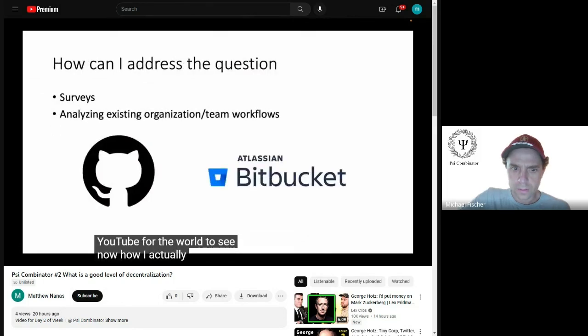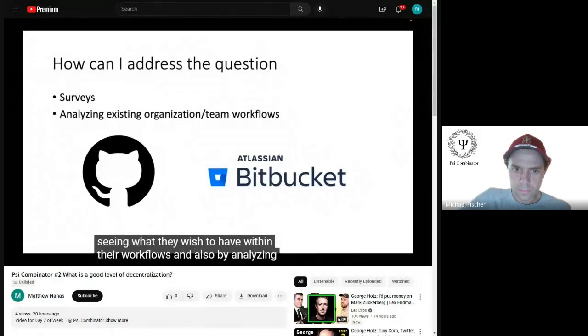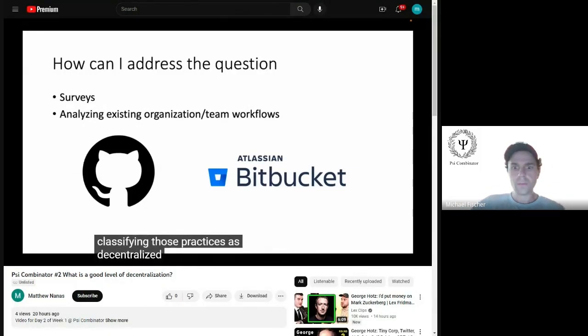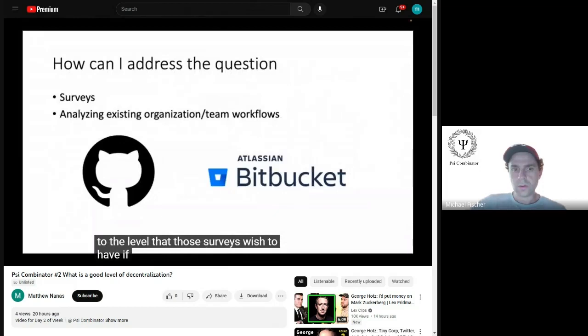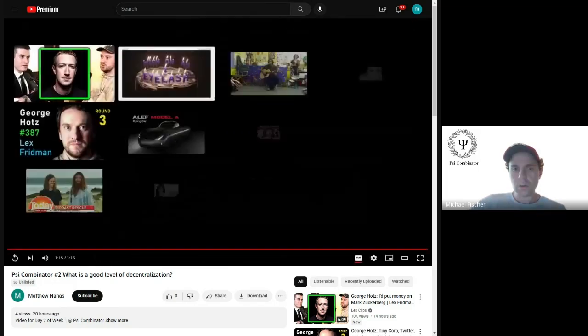How I plan to address this is by surveying those interested or already active within their fields of science and seeing what they wish to have within their workflows. And also by analyzing existing organization workflows and classifying those practices as decentralized or centralized. With this data, I can compare the level of decentralization of existing workflows to the level that those surveyed wish to have. If you have any questions or concerns, feel free to reach out. Thank you.